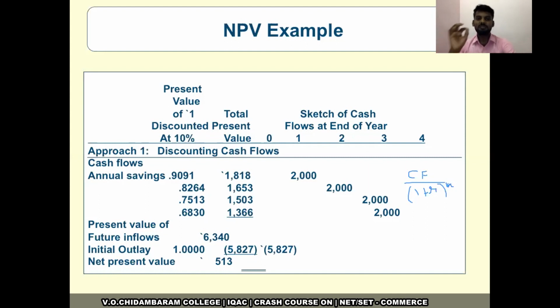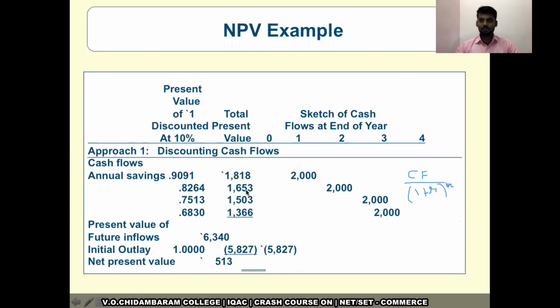N just means time. For the first year, n would be 1, the second year n would be 2, and the third year n would be 3. If you put the 2,000 rupees in this formula, in the first year you would get 1818. In the second year, 1600.